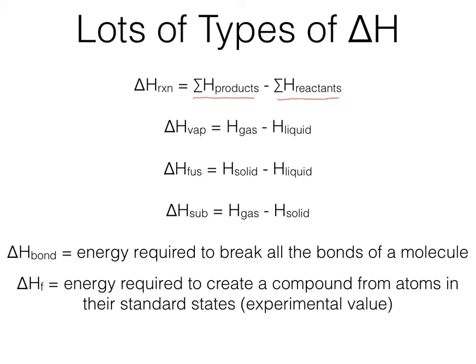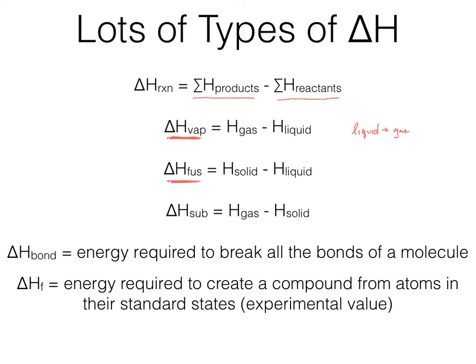But it turns out that there are some processes that are not chemical reactions, but also have enthalpies and heats involved. And many of these are phase changes. Vaporization is going from the liquid state to the gaseous state. And so we can calculate the energy required for this process, and that is known as the enthalpy of vaporization.